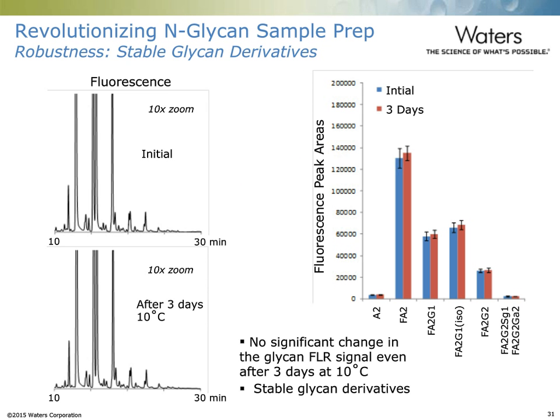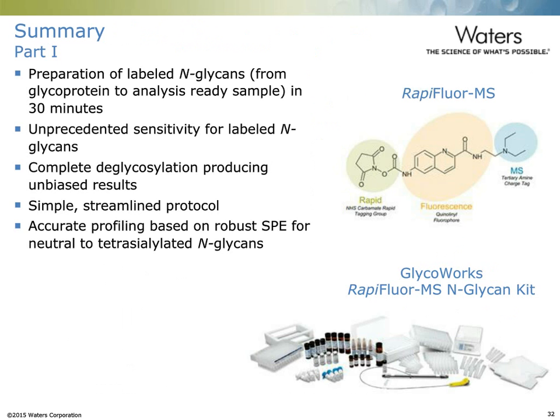So in summary, it could be said that past approaches to N-glycan sample prep have been laborious and time-consuming or have required compromises in sensitivity. But with the development of the GlycoWorks rapifluoramus N-glycan kit, we address these shortcomings and enable unprecedented sensitivity for glycan detection while also improving the throughput of the N-glycan sample prep workflow as a whole.